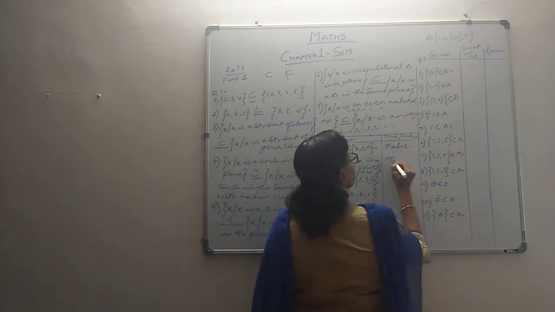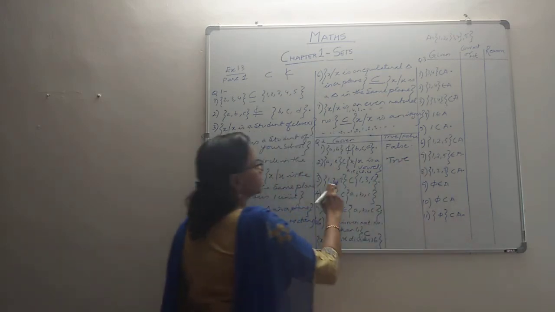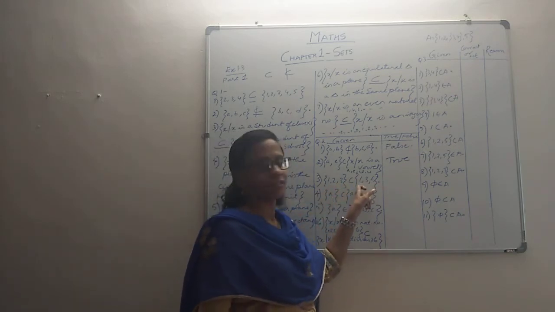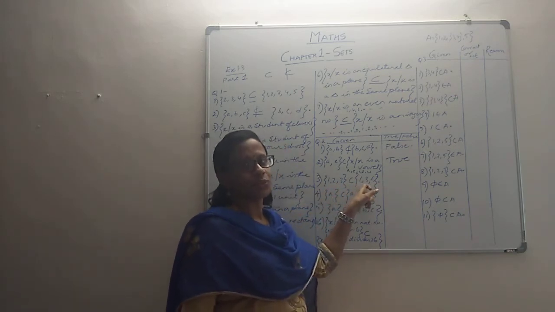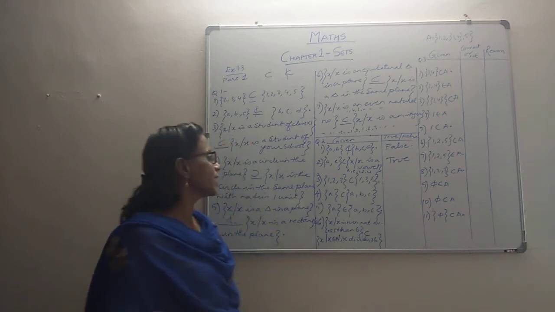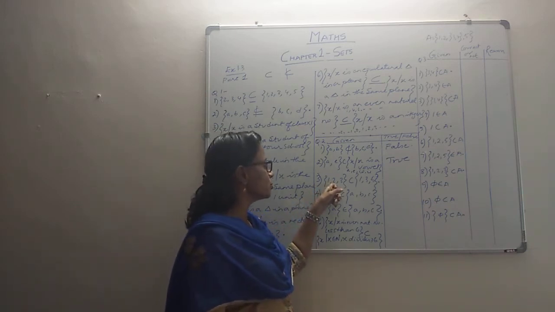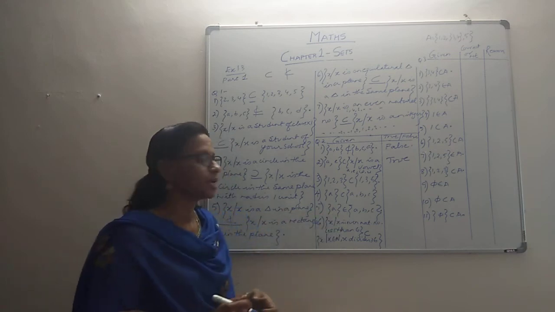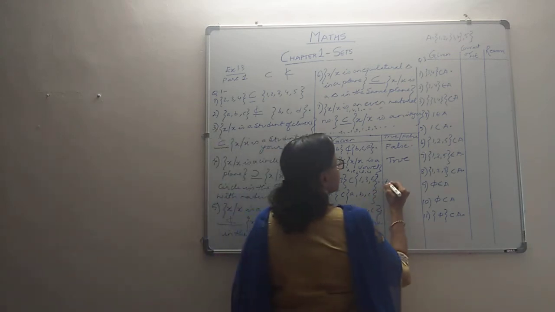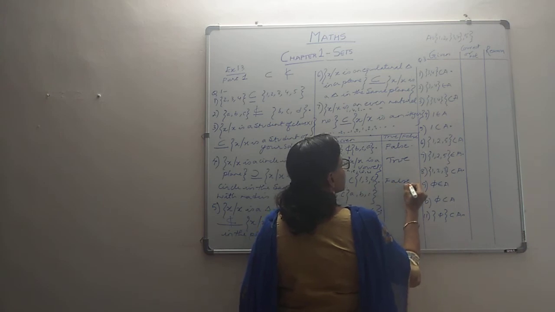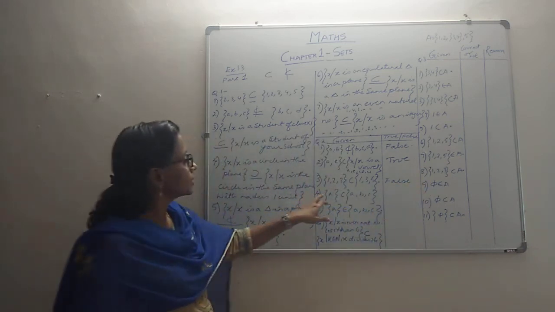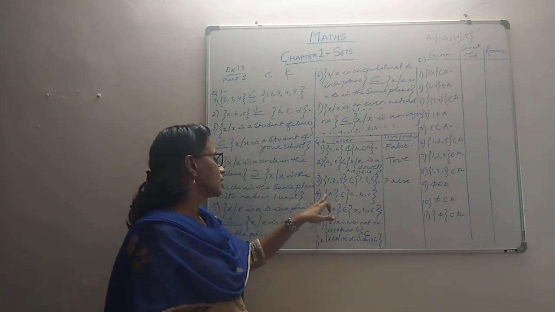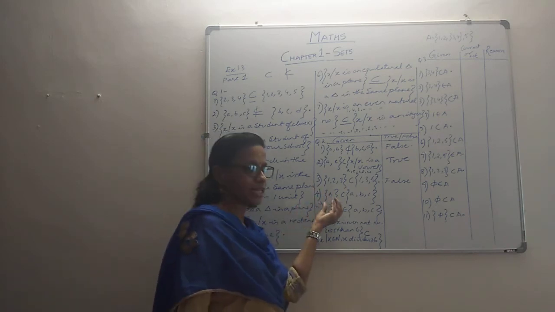Then there is a set which has elements 1, 2, 3. They say that it's a subset of the set with elements 1, 3, 5. That's not true. Why? Because here there is this element 2 and here this element 5. They are not allowing it to become a subset. So that is a false statement. It's not a subset.